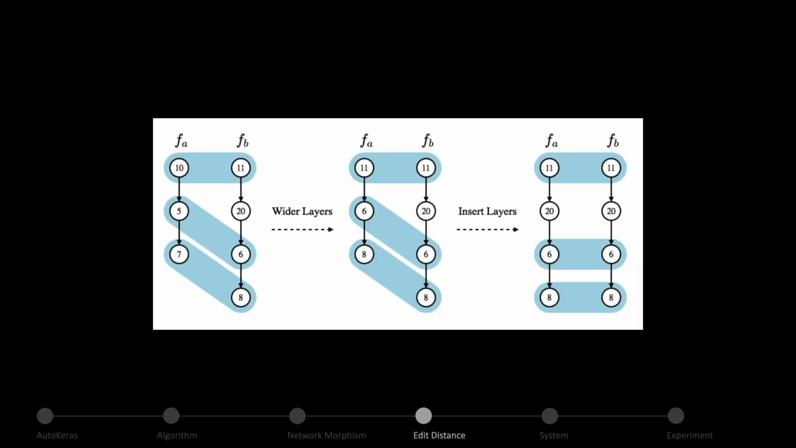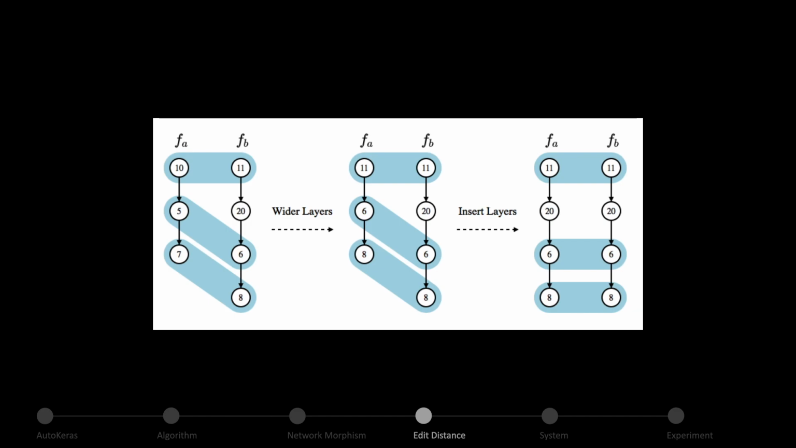And here we show in a figure how this works. For example, we have 2 networks FA and FB, FA with 3 layers and FB with 4 layers. And we try to topologically align each layer.